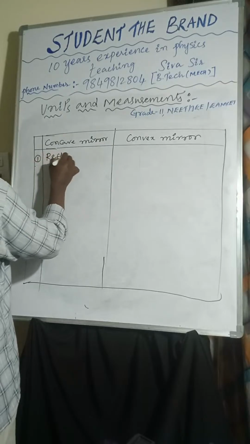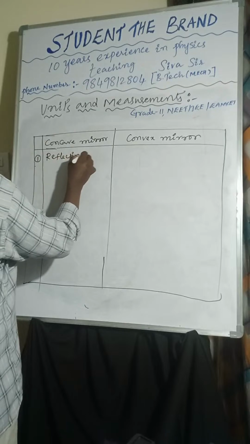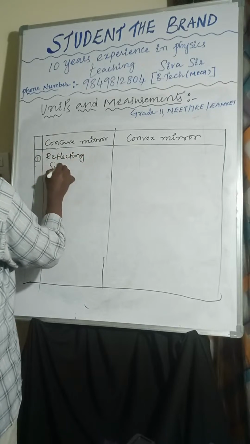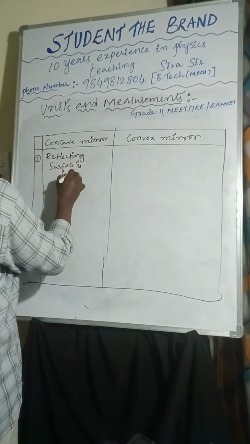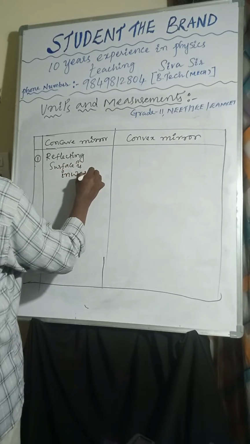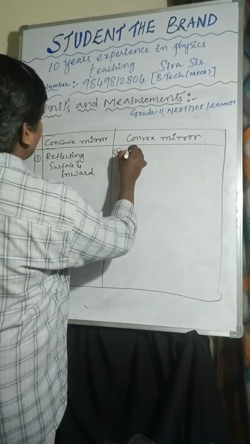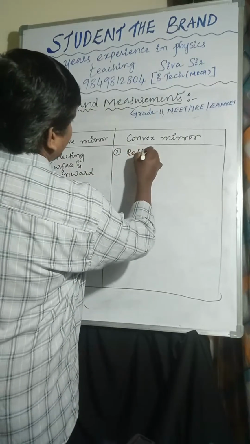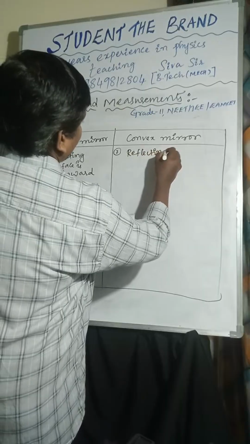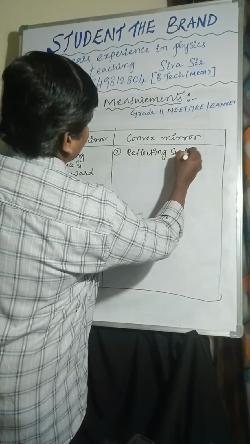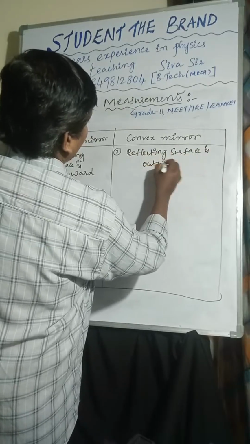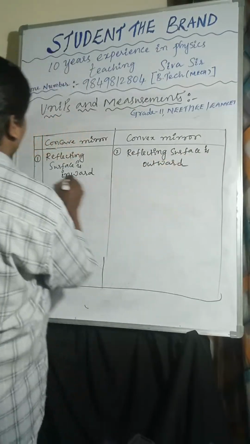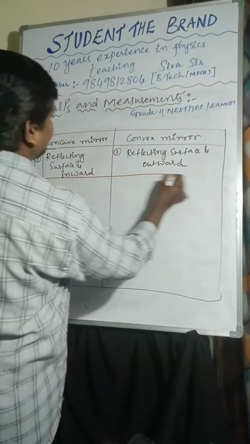In a concave mirror the reflecting surface is inward. In a convex mirror the reflecting surface is outward. So bulged outward, bulged inward. This is the first point.